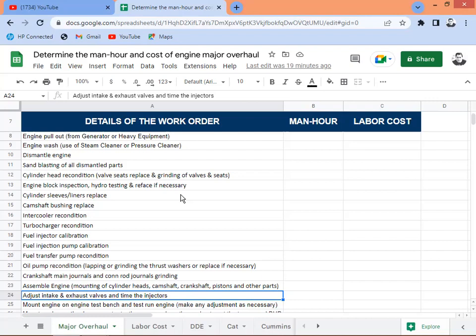Most of the engines now have hydraulic tappets. The tappet is like the cam follower, right? So if this is hydraulic, then there's no need for adjustment. You just put it at zero clearance, and the hydraulic will already work by itself.